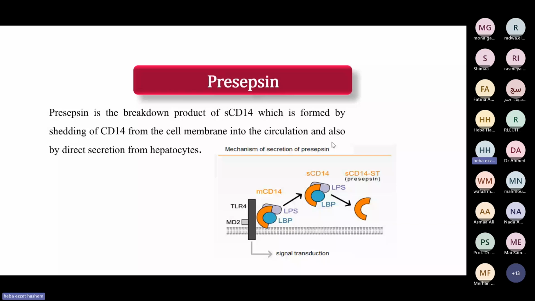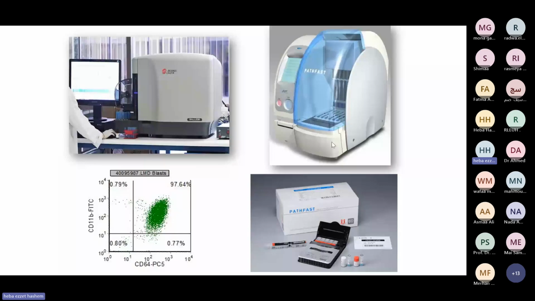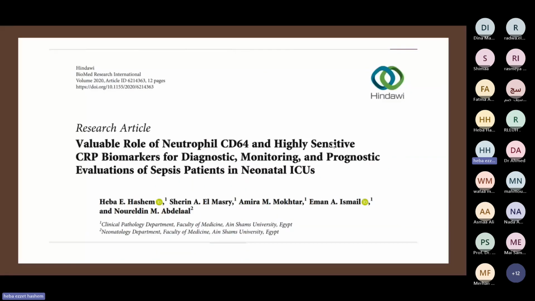Why these biomarkers specifically did I study in Shams University hospitals? Because a high number of publications show promising results regarding both biomarkers. And again, these biomarkers can be available for routine application in our hospital because the devices are available, regarding flow cytometry and the chemiluminescent assay, which is also available for measuring presepsin. The first research we did in Shams University compared neutrophil CD64 to the highly sensitive CRP, regarding the diagnosis, and monitoring of patients with neonatal sepsis and the prognosis.